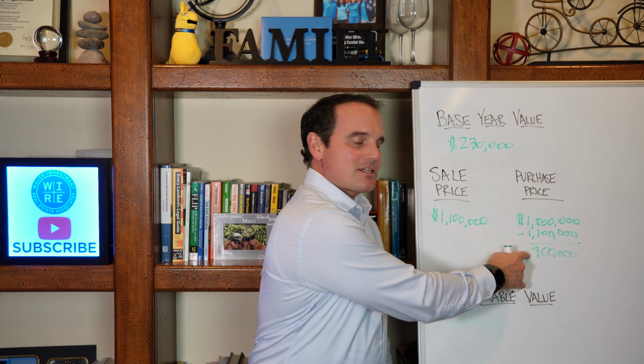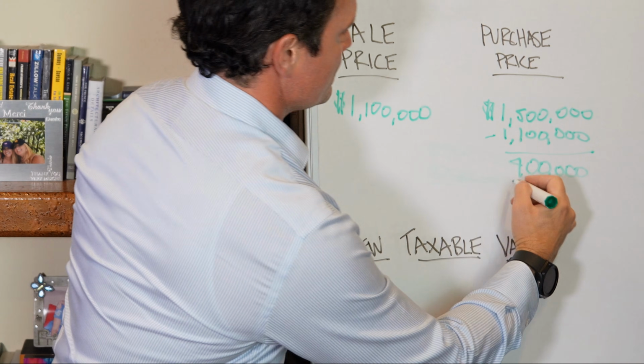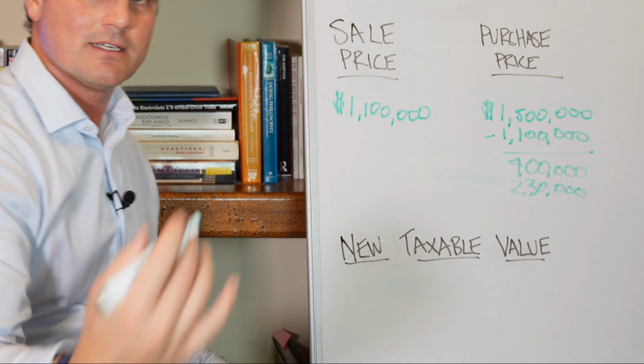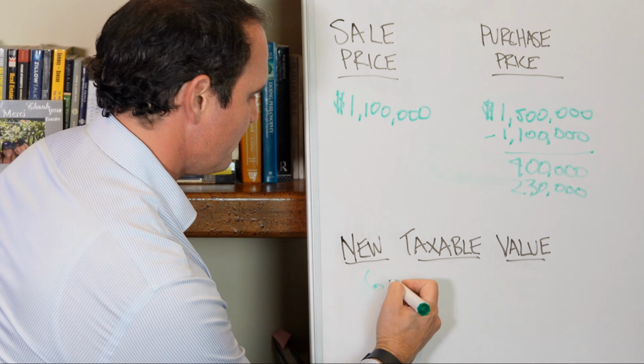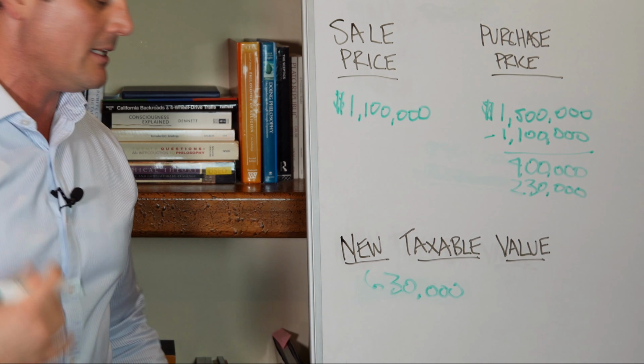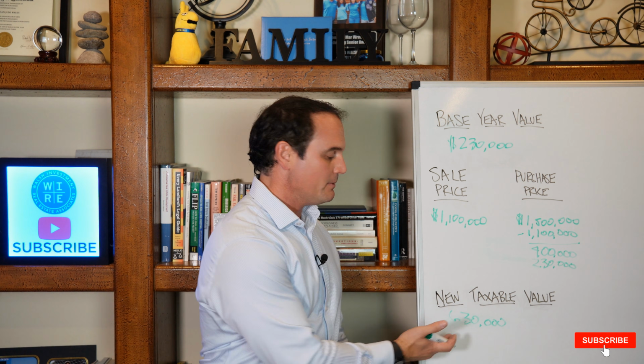So what do we do with that number? We're going to take the extra and we're going to add it to the base year value. So add the 230, again, simple math. The new taxable value is $630,000. So for calculating the property taxes on the new $1.5 million home, they'll be using $630,000. So there's a significant savings in annual property taxes due to Proposition 19.